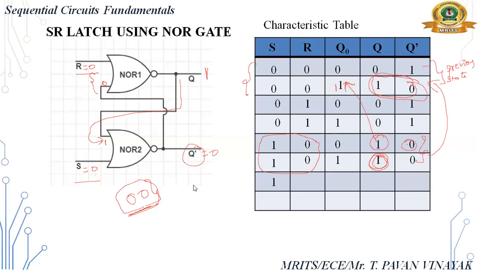Next, 1, 1. For 1, 1 it is an invalid condition, whatever Q naught is. Irrespective of Q, we get 0, 0, which is an invalid condition. So this is the basic latch using NOR gate.